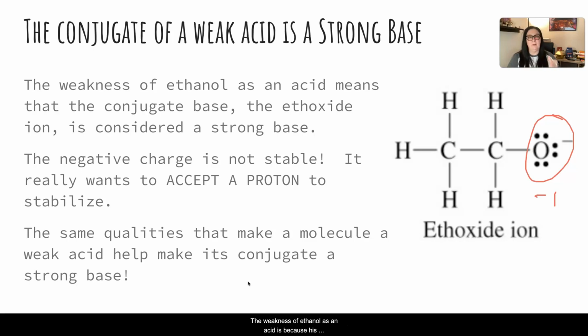The weakness of ethanol as an acid is because his conjugate base, this ethoxide ion, is considered a strong base. Why is he a strong base? Because he's not a stable conjugate. This is a conjugate base and he is not stable. So if he's not stable, he's strong. Why? If he's not stable, he has to do something to correct it to make him stable.